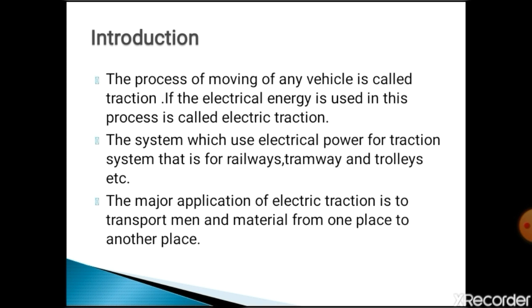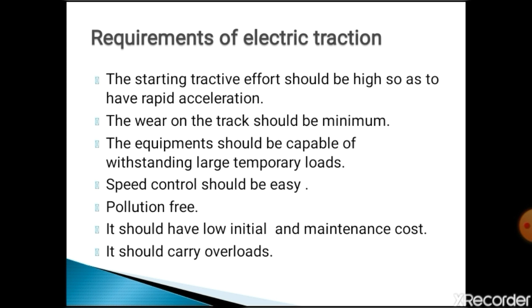The other kinds of transporting activities are lifts, conveyors, elevators, etc. And there is a wide variety of electric traction systems around the world. Next we'll move on to requirements of electric traction.